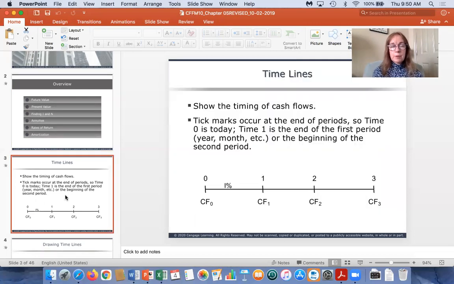So what a lot of people in finance do is they use this timeline to kind of just lay out the problem, if you will. So what the timeline shows is that 0 is today, and then you have these various periods. It can be months or years. This would be your present value here. This is your future value. And then you have these various cash flows or payments. This is where the interest rate goes, or the rate of return.